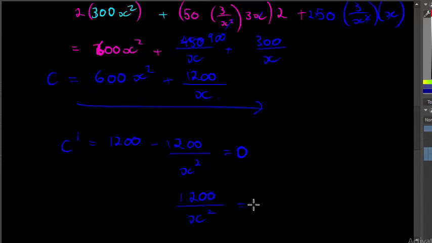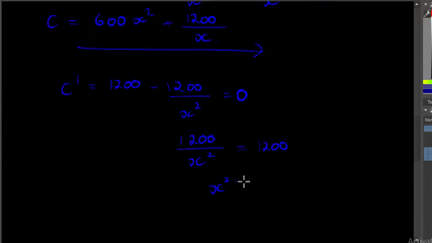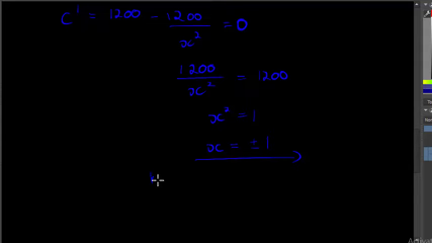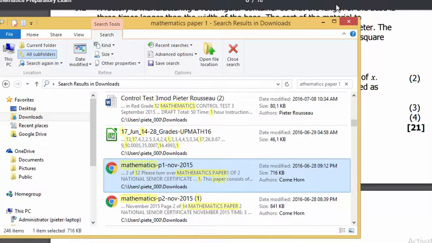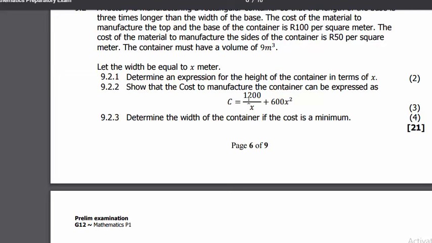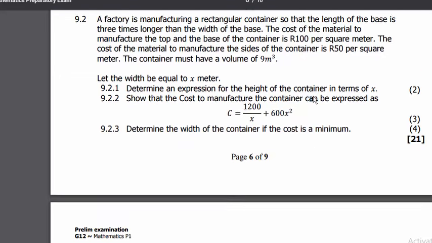1200 over x squared is equal to 1200. Can you just see that x squared must therefore equal 1, because 1200 can only equal 1200 if it's divided by 1. And so x is equal to plus or minus 1, and you should write the plus or minus 1, but -1 doesn't make sense. It cannot be equal to -1, therefore x is equal to 1. That is the width to find a minimum cost. Okay, so that is the calculus question. Not too bad.